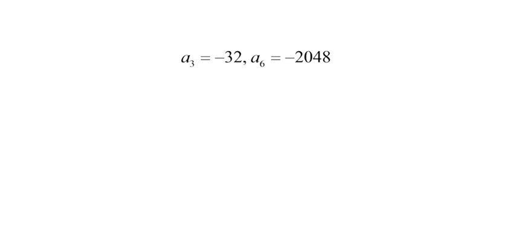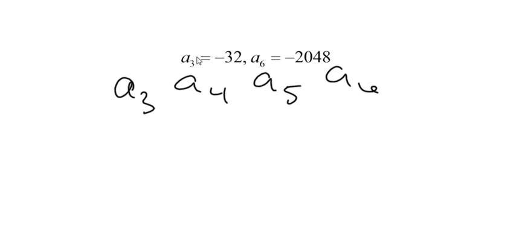Okay, let's take one last problem to practice on. These two terms come from a geometric sequence. Let's practice finding the common ratio. Like before, we knew that there is an a sub 3 term, a sub 4, a sub 5, a sub 6, which means that the a sub 3 term is negative 32 times some number times some number times some number, which is then equal to negative 2048.